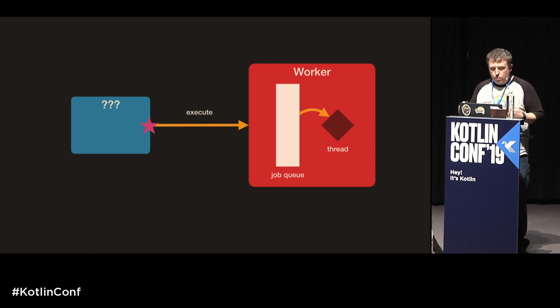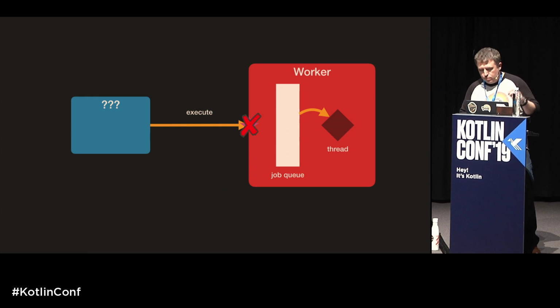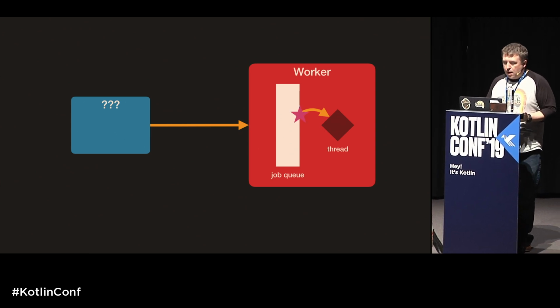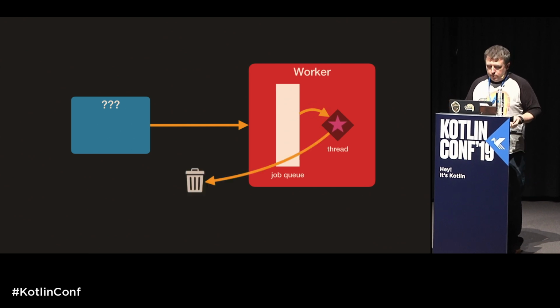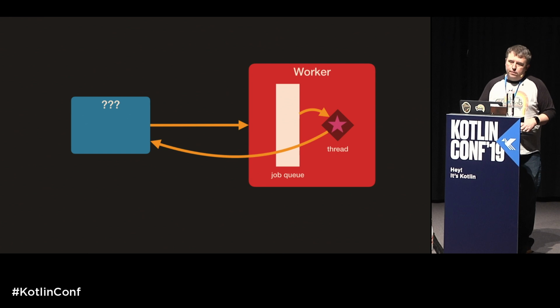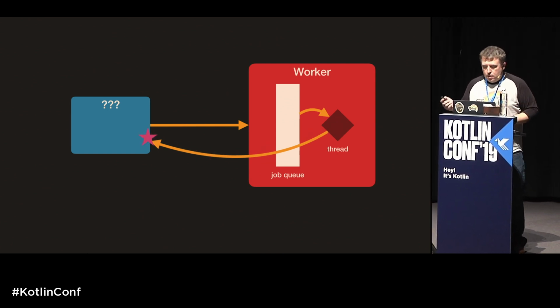You have some work that you want to do, and you call execute on this thing. Execute may fail because you violated state rules 1 or 2, right? But if execute doesn't fail, it will eventually wind up on the job queue. And if it's on the job queue, the thread will poll, and it'll pull it off, and it'll do whatever you're supposed to do. And then if you don't do anything with the future, it just gets garbage collected, or you can get a future and get something back later on. That's fundamentally what worker does.